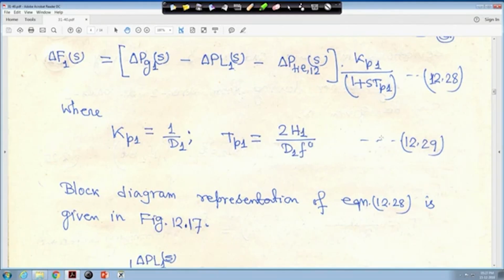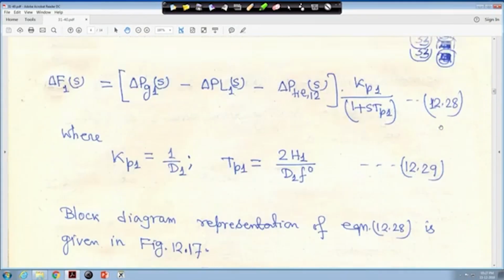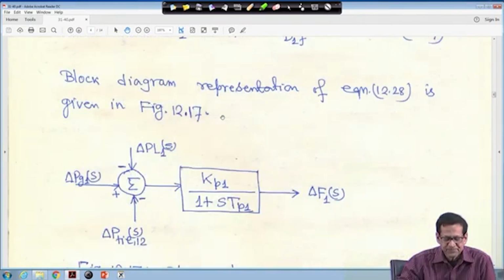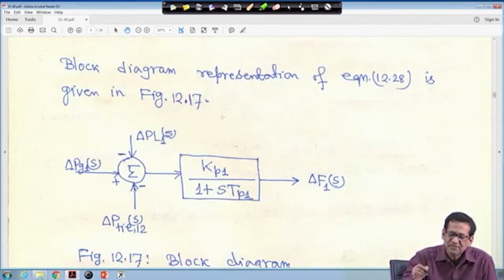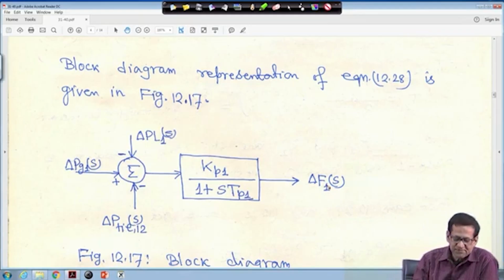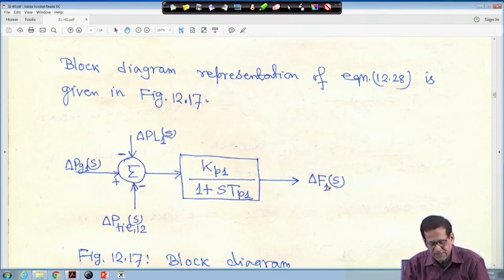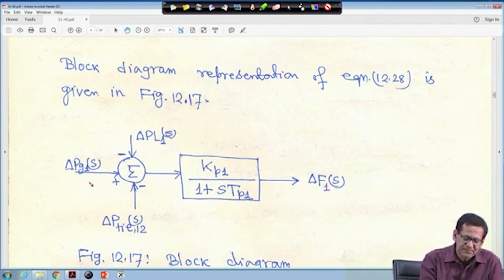So, the block diagram representation of equation 28 can be given as follows. It was delta F 1 s is equal to delta P g 1 s minus delta P tie 1 2 s minus delta P L 1 s into K p 1 upon 1 plus s T p 1. So this is delta P g 1 s.